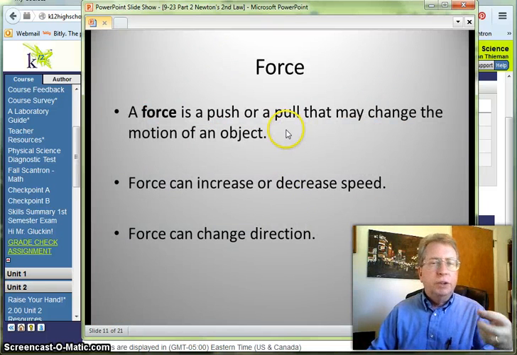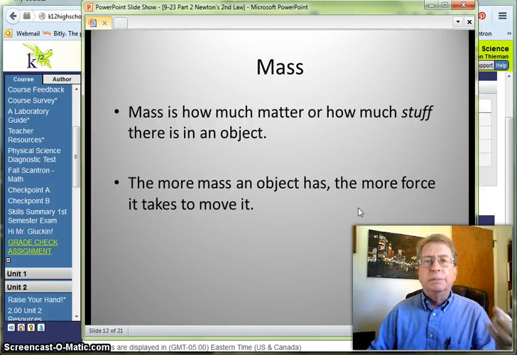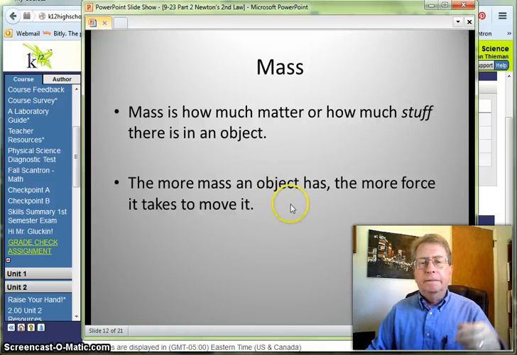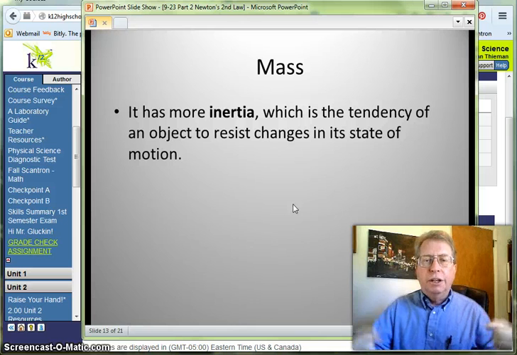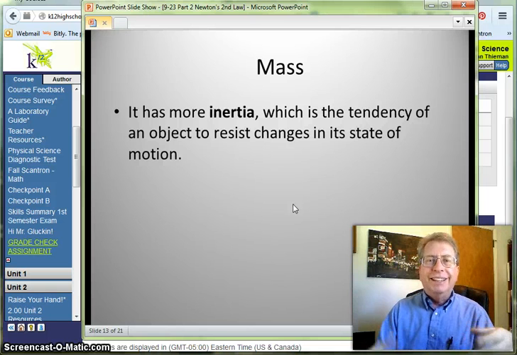So what's a force? It's a push or a pull that may change the motion of an object. It can increase or decrease speed. It can change something's direction. Mass is simply how much stuff there is in an object, how much matter there is. And so the more mass an object has, the more force it takes to move it. It has more inertia, which is the tendency of an object to resist changes in its state of motion. Think about that lazy cat on the car dashboard in the last video, right? It's very resistant to motion.